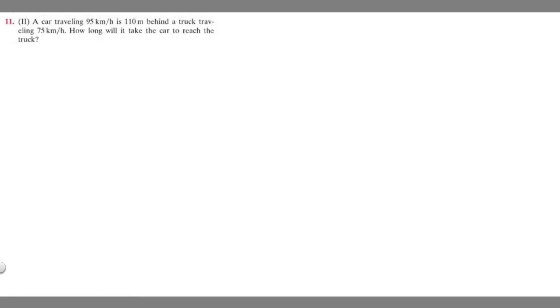In this problem, we're told a car traveling 95 kilometers per hour is 110 meters behind a truck traveling 75 kilometers per hour. How long will it take the car to reach the truck? So we have this car here, and we know it's traveling 95 kilometers per hour. And then we know that it's traveling 110 meters behind this truck.